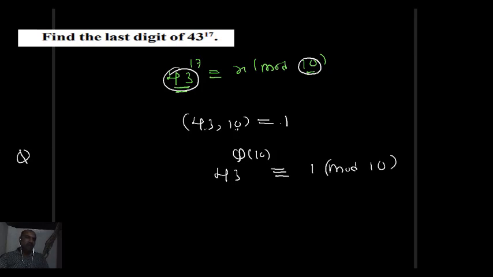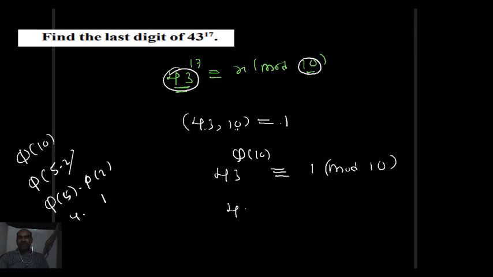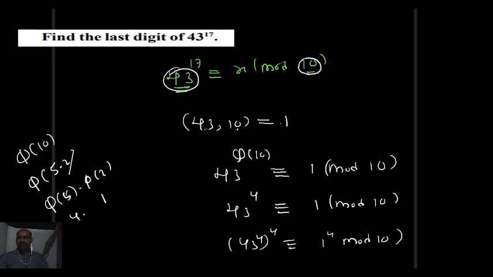Now I want to find the value of phi of 10. So phi of 10 means phi of 5 into 2. According to the theorem, I can write phi of 5 into phi of 2. 5 is a prime number, directly its value is 4. 2 is a prime number, its value is 1. 4 into 1 is 4. That's why 43 power 4 is congruent to 1 modulo 10. But I want 17. 17 is not a multiple of 4, but 16 is a multiple of 4. That's why (43 power 4) raised to power 4 is congruent to 1 power 4 modulo 10.